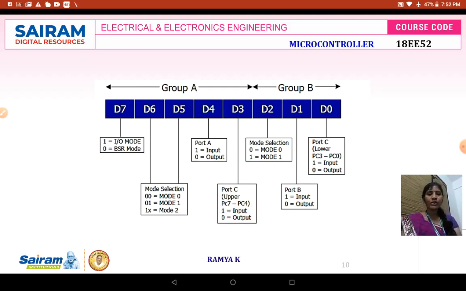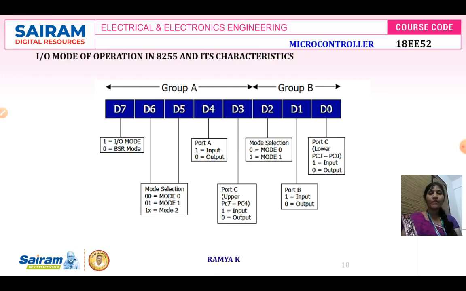Therefore, in case of your IO modes of operation, your port A, port B and port C are going to operate with input or output. Input means we need to specify it as 1 and output means we need to specify it as 0. And the brief description of this, all the 5 bits has been given over here. Now coming back to the last 3 bits.